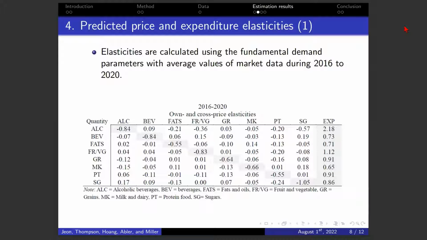And then next, we calculate the predicted elasticities using the fundamental parameters and historical market data. So this table shows the predicted elasticities with average values of market data during 2016 to 2020. During that period, the expenditure elasticity for alcoholic beverage is the most elastic. As expected, all items have negative own-price elasticities.